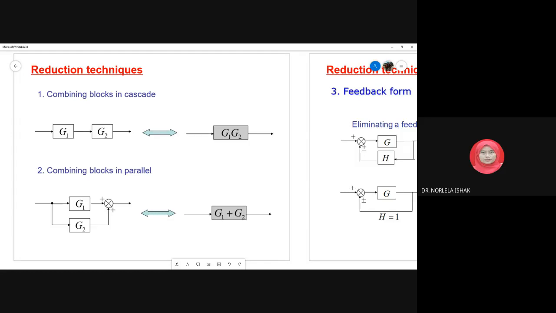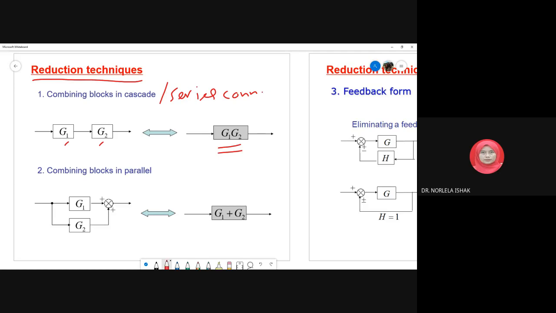The first one, cascade. This is a cascade connection, or series connection. You have a block G1 and a block G2. Instead of two blocks, we apply the reduction technique and we get one block here.